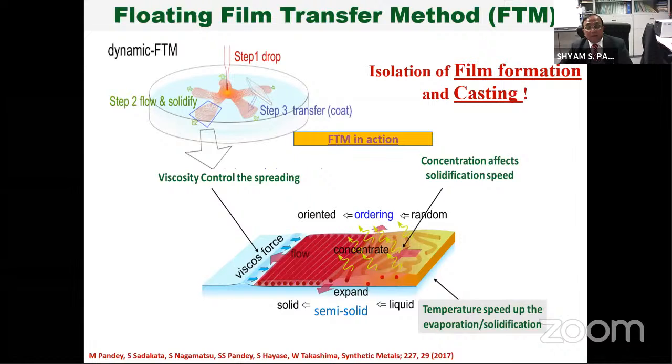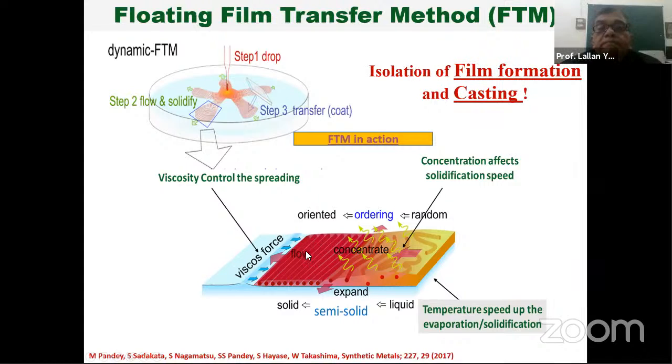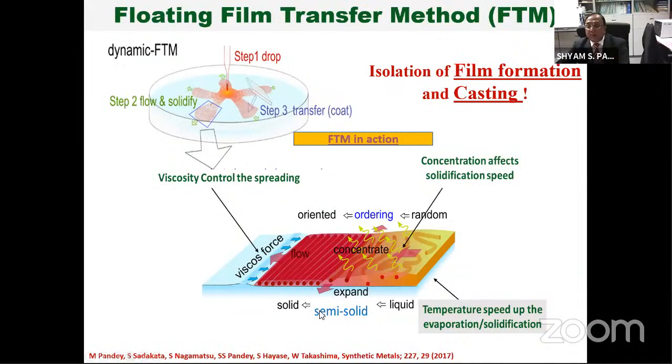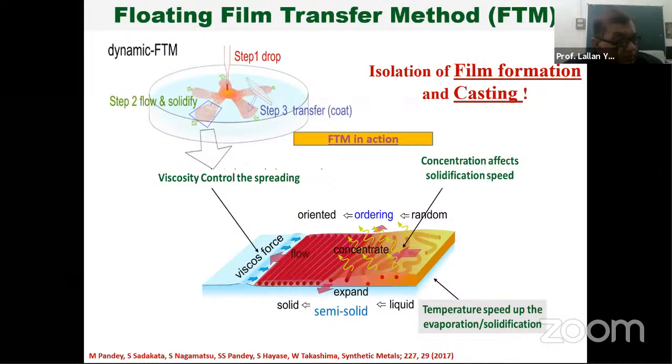Second, what happens actually when, from the solution state, as my cursor is moving, where the molecules are randomized, when they move, it flows, and the solvent goes up. By controlling the viscosity of the liquid substrate, which is opposing the dragging force, it aligns the molecules. So it not only makes a thin film, but also makes oriented or aligned thin films.